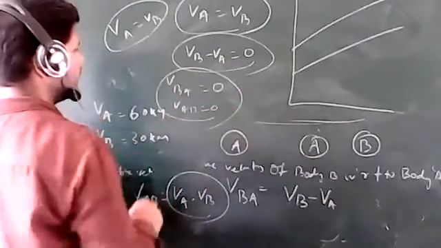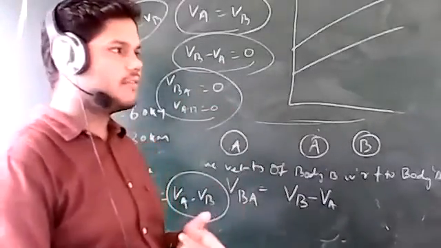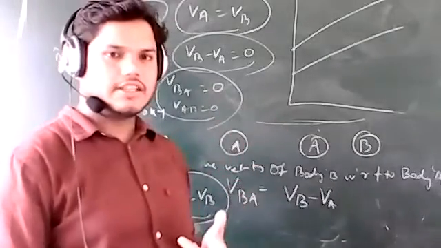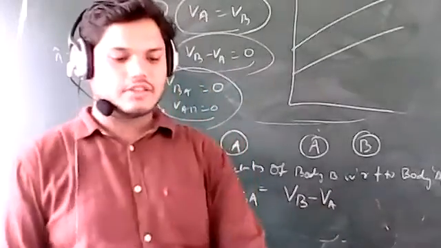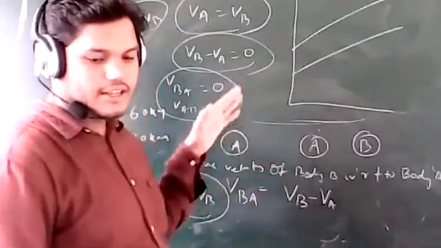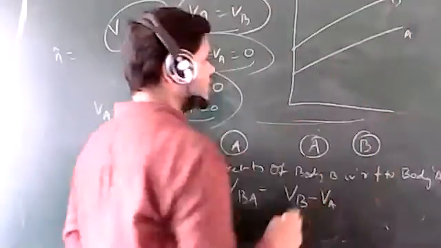Yes or no? If the relative velocity is 0, what does that mean? The two bodies have the same velocity, that means the two bodies will be parallel, parallel to each other. If you are drawing a graph, the graph will be a parallel line. This is body A and this is body B.